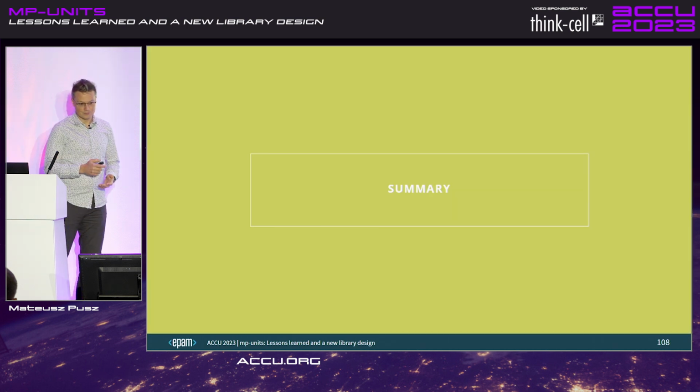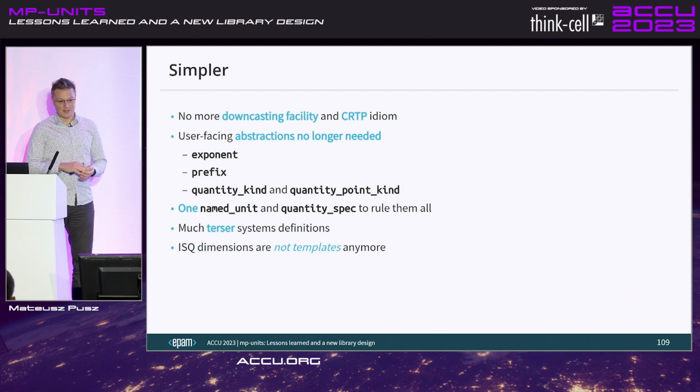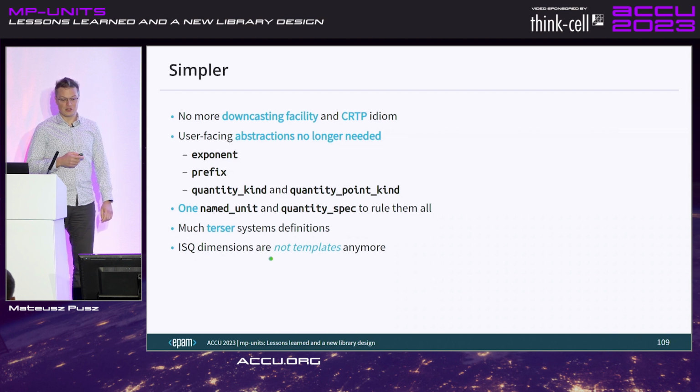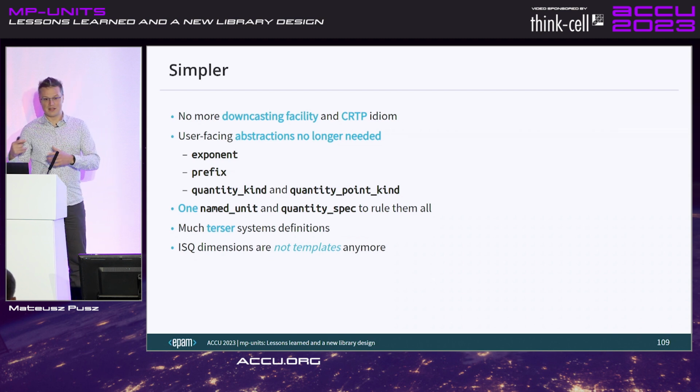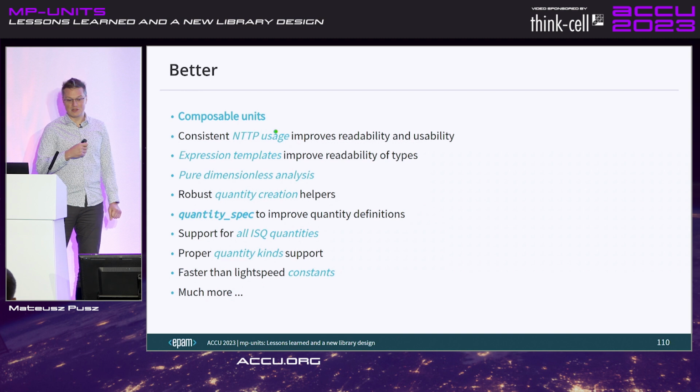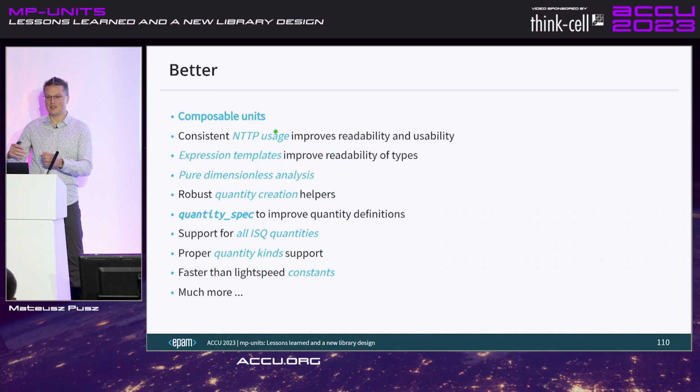So to summarize, no more downcasting facility and CRTP idiom. We are not having those abstractions anymore. Exponent, prefix, quantity kind, quantity point: we simplified the type system. We have one named unit and one quantity spec to rule them all, thanks to overload resolution like concept stuff. Much terser system definitions. ACCU dimensions are not templates anymore, so we can do pure dimensional analysis. Better, composable units. Consistent NTTP usage improves readability and usability, as you've seen. Expression templates improve readability of types at compile time, in compile time errors, and in the debugger.